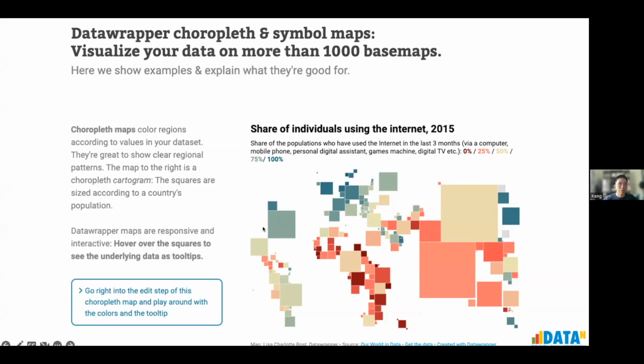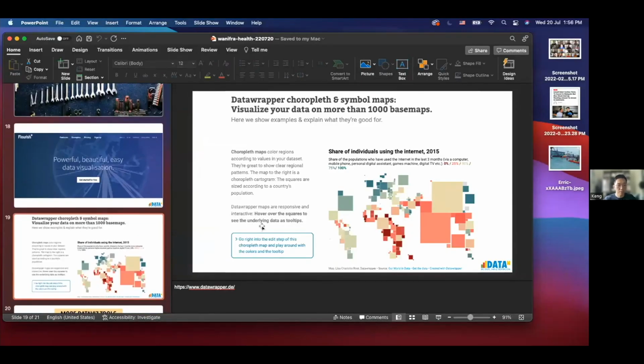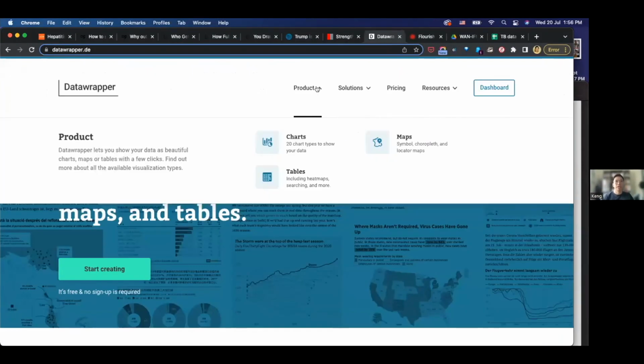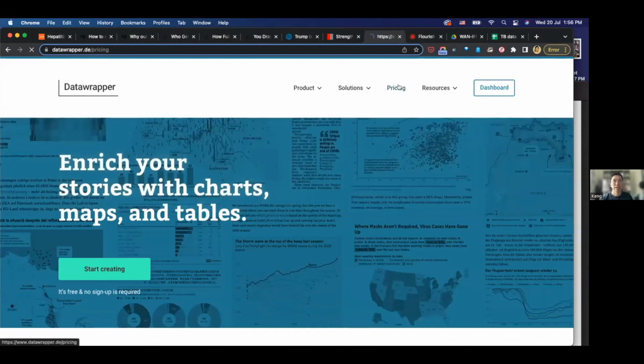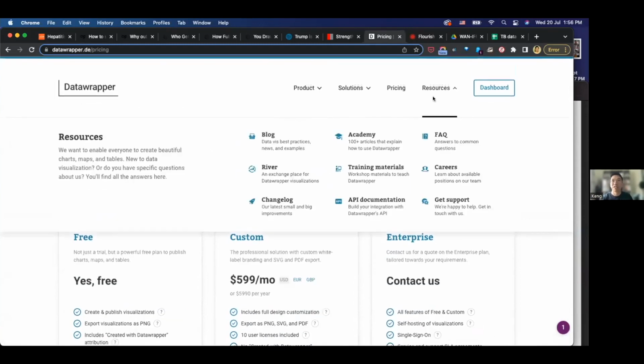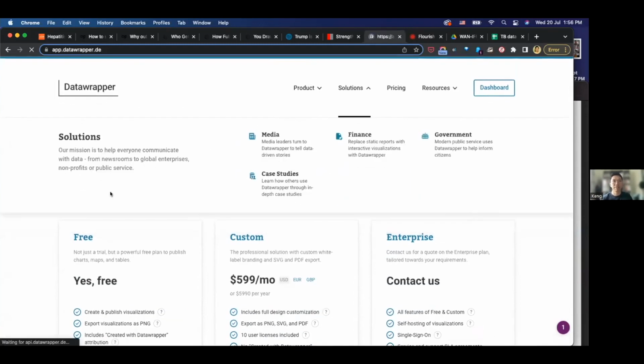Okay, so I'm going to do a live demo now. Go to Data Wrapper. Here you can see that there are different pricing plans. You don't have to go for the custom or enterprise. Of course, if you want, you can go for it. But for me, I only use the free account, and that is actually quite sufficient for me. So I'm going to go to my account.